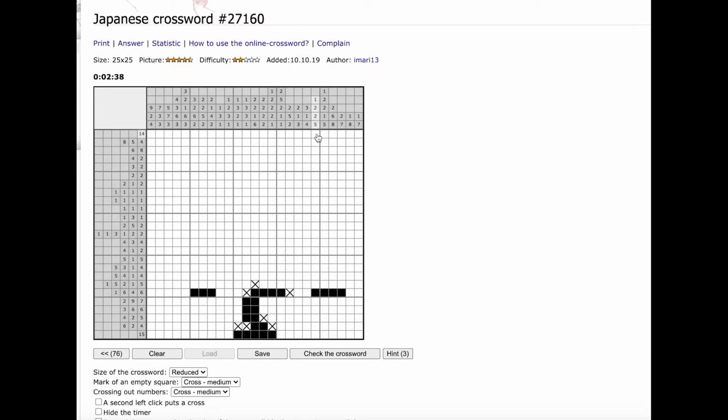And now we're repeating the process. We're going down, looking at it. We can see that there's a 5 here, and we can cross this square off, because if this square were to be filled in, it would have to be 1, 2, 3, 4, 5, and then a 6, which is impossible. So we cross that square off.